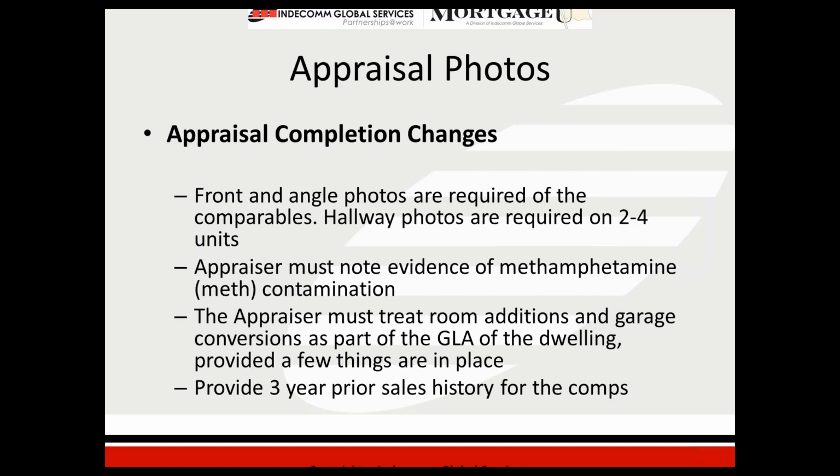Photos, front and angle photos are required of the comparable. Hallway photos are required on 2 to 4 units. The appraiser must note evidence of methamphetamine or meth contamination. The appraiser must treat room additions and garage conversions as part of the gross living area of the dwelling, provided a few things are in place. And they also have to provide a 3-year prior sales history for the comparables. Now that last one I don't believe is too much of a change, but some individuals in the industry are identifying that that's a little bit different than what they're used to. But now it's clear and in writing in the 4000 handbook.